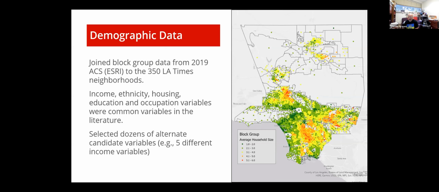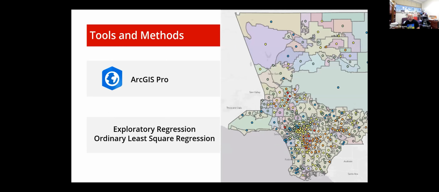The primary variables we were looking at: income, ethnicity, housing type, educational attainment, occupational variables that we had found in the literature on COVID-19 from the epidemiologists. They were saying these are the things that are causing the variation in COVID rates. And so we selected a number of alternate candidate variables. We had five different ways of measuring income, for example, and Esri provides this pretty generously to those who have access to that data set.